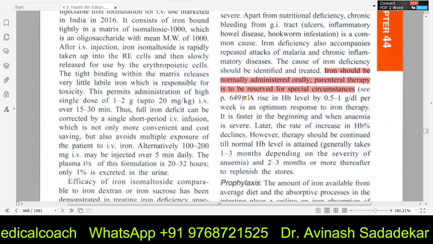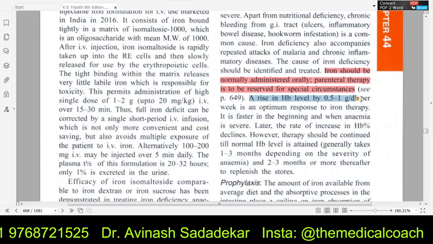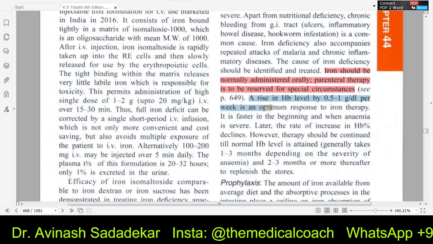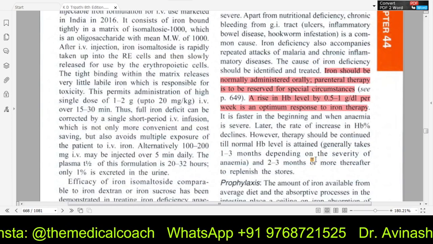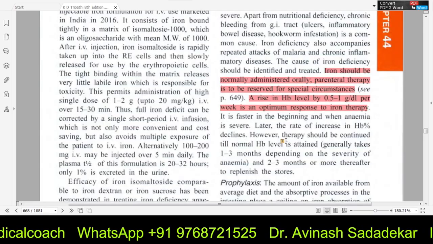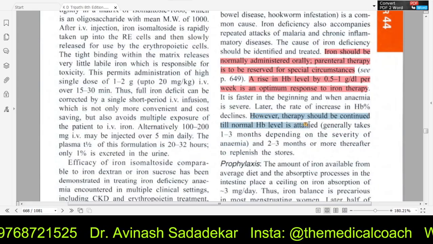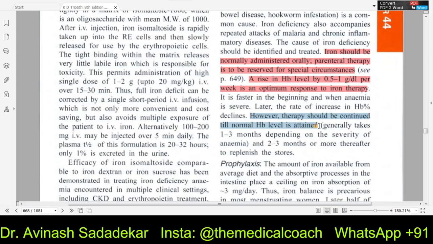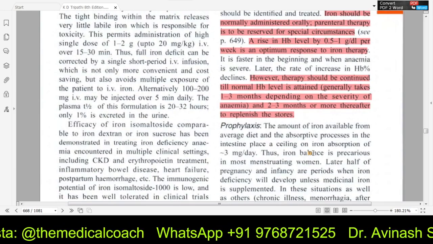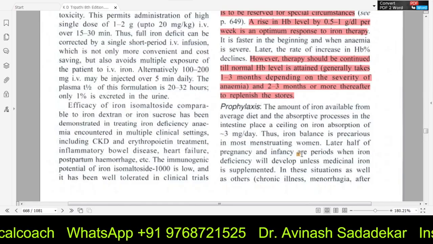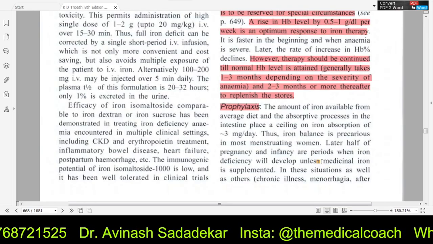Within a week's time, the hemoglobin level should start rising. 0.5 to 1 gram per deciliter per week is a good response to iron therapy. Actually, the hemoglobin starts becoming better early on. Later on, the rate of increase might decline. But you continue giving this therapy till the hemoglobin becomes normal, plus 2 to 3 months more after, so that even the stores are replenished. We spoke about how prophylaxis is important.